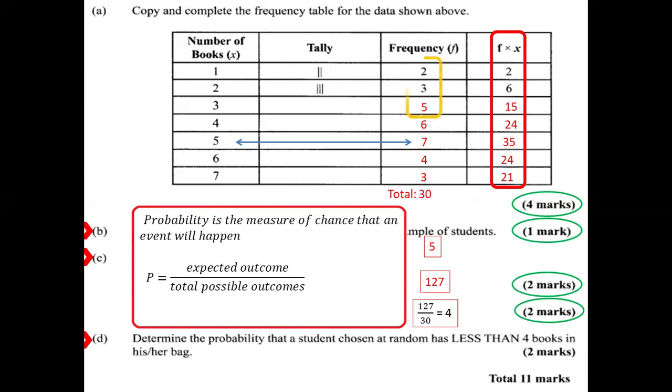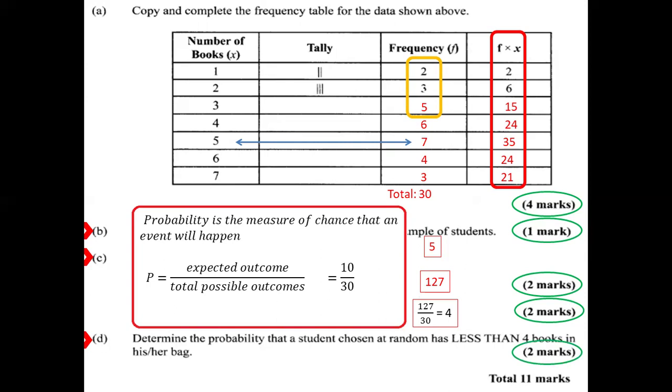And looking at our table, these persons here, they have less than 4 books in their bags, right? We have 5 persons with only 3 books. We have 3 persons with only 2 books, and then we have 2 persons with 1 book in his or her bag. So that is 10 persons out of the 30. And that's our probability. 10 out of 30, or 1/3. For those who want to give the answer in decimal, it would be 0.3. 2 marks, and that completes the 11.